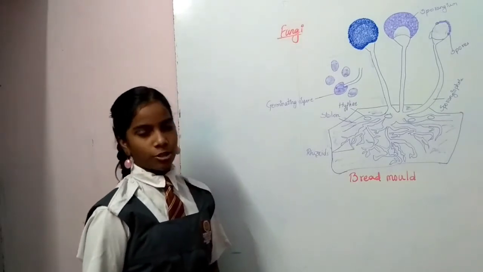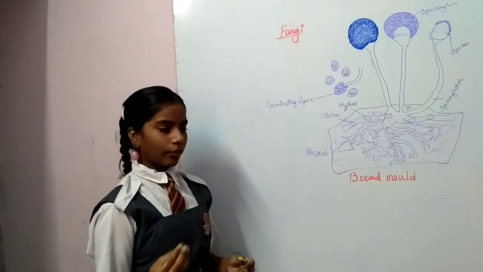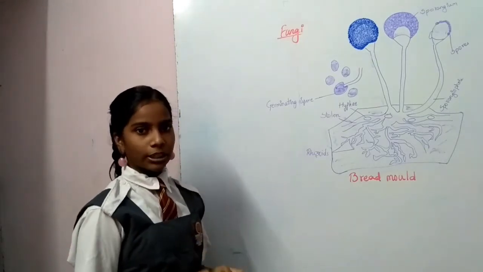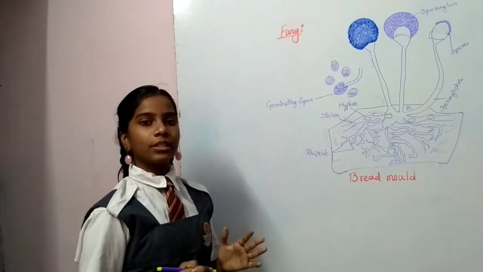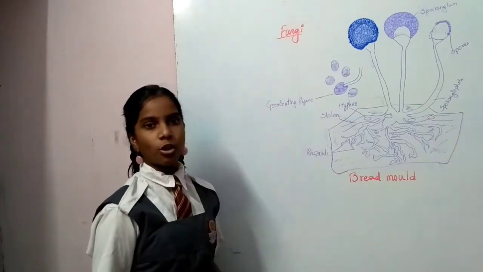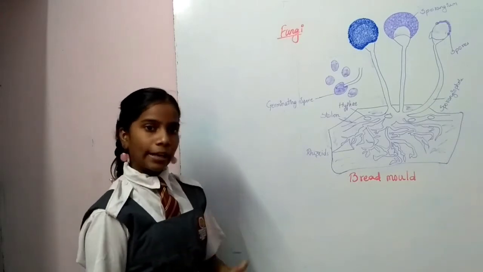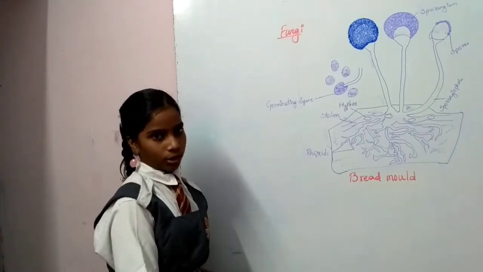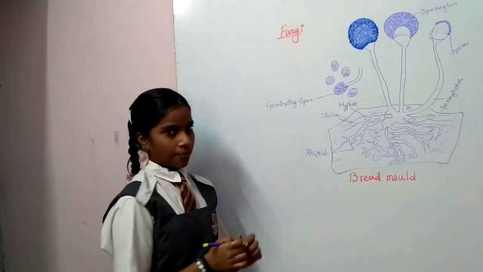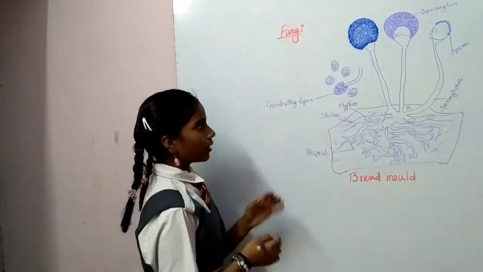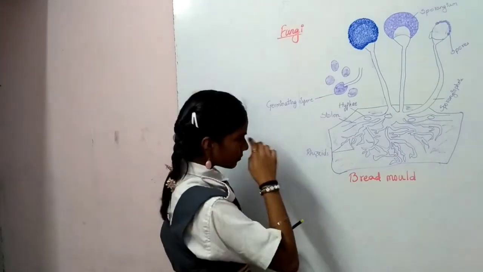And symbiotic relationship, when two organisms benefit each other, is known as symbiotic relationship. Some fungus lives in the roots of plants, and the plant provides some nutrients to the fungus, and in return the fungus also provides some water and certain nutrients. Now here is an example of fungi, that is bread mold. So now understand the figure.